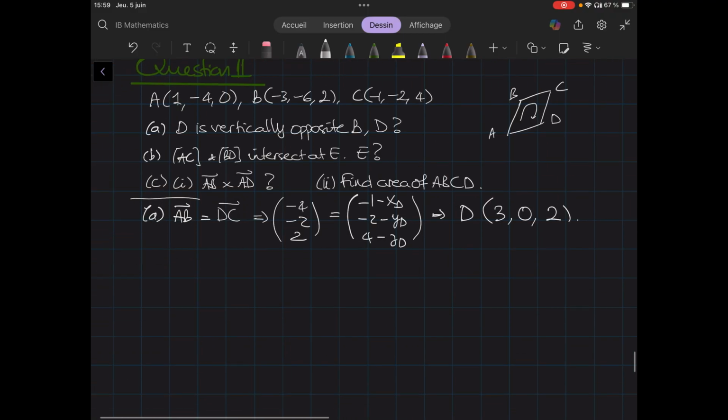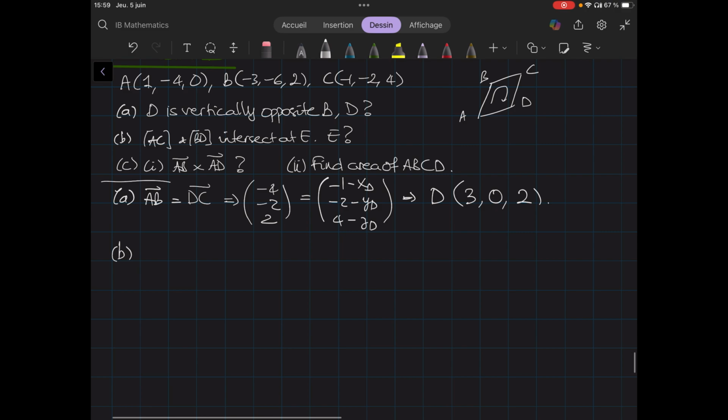Second part. Oh, sorry, part B. The diagonals intersect at point E. It's a fact that the diagonals of a parallelogram will intersect at the midpoints of the diagonals. So E is the midpoint of AC. Therefore, we can even write down the coordinates of E. That's gonna be 0, -3, and 2.